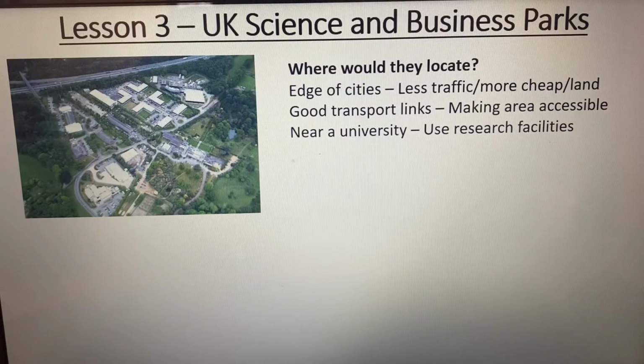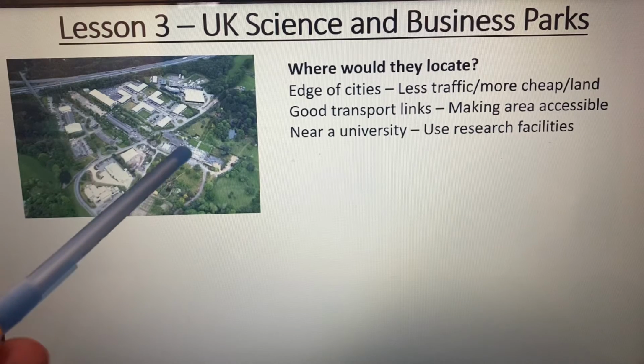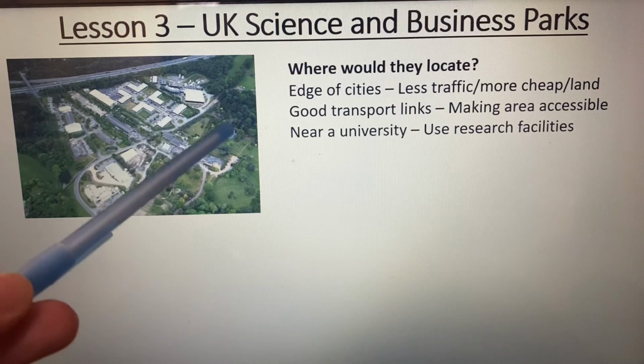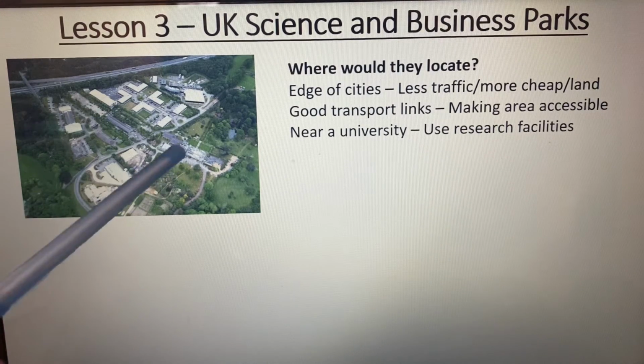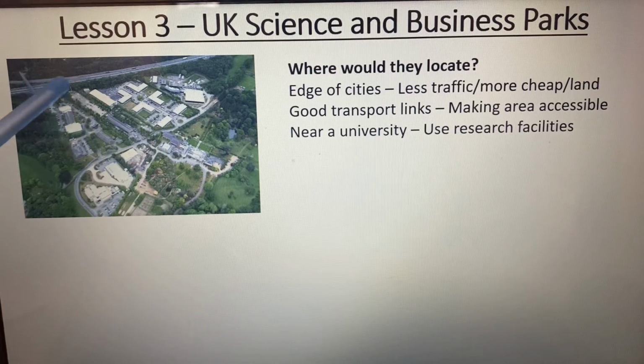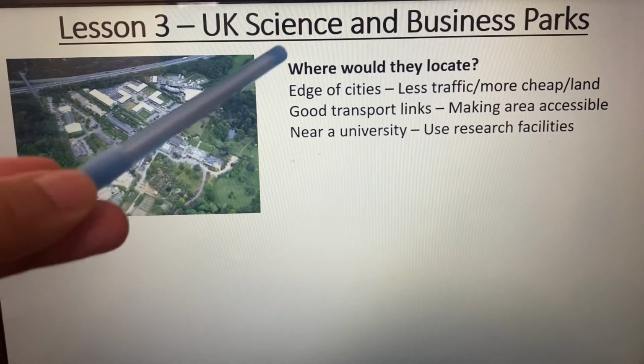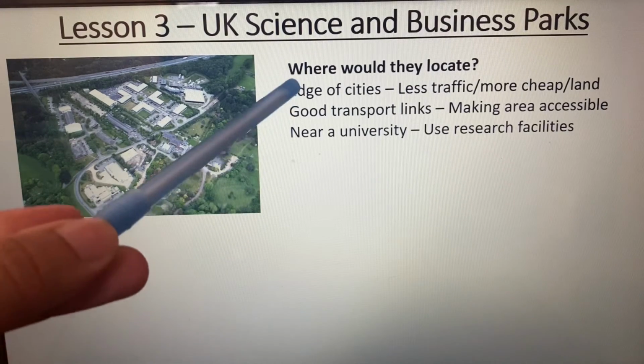Okay, thinking about lesson 3, UK science and business parks are quite huge for the UK's economy, especially now with a more post-industrial economy. Here's a picture of the case study we looked at, the Southampton Science Park. From what I can see already, there are good transport links over here. This science park is probably located near a university. It's got lots of green space, it's on the outskirts of town. It's got good transport links, and there are probably stations and bus stations nearby. But in terms of why they would locate here, let's have a quick reminder.